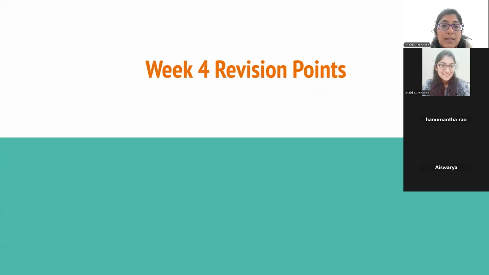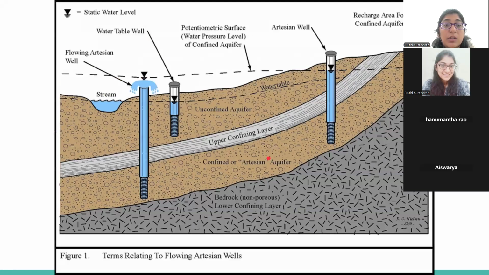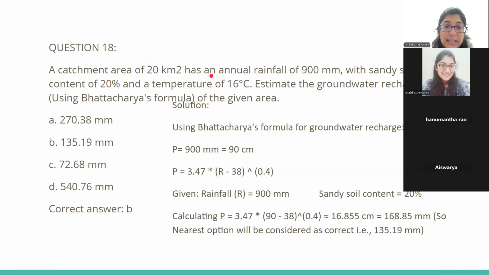In the fourth week's lecture series, it is going to be this potentiometric surface. What is piezometric or potentiometric surface? What is flowing artesian wells? What are artesian wells? And what is the top level of an unconfined aquifer? And what do you call this level of the confined aquifer? So all these definitions are something that you very necessarily need to learn in this portion.